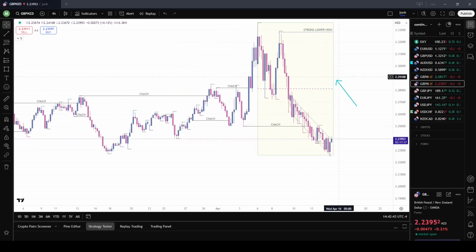And we just don't know the timing. Even though it already swept this, it hasn't made an impulsive move back up yet. So that's what I'll be waiting for.